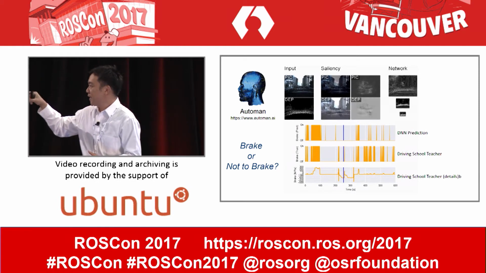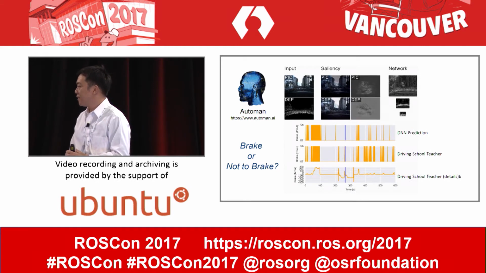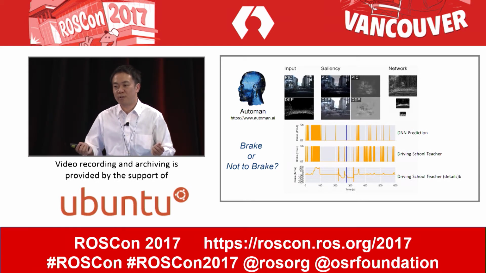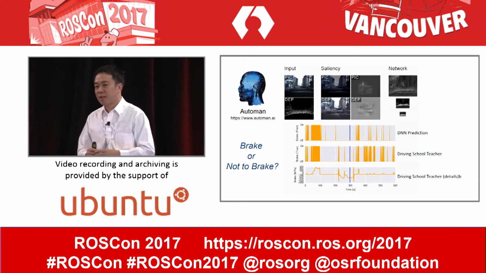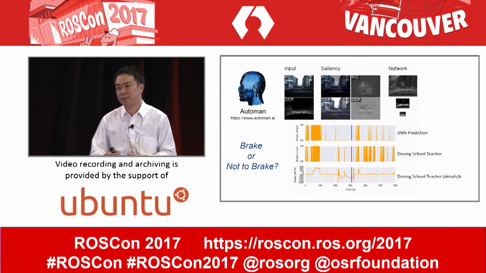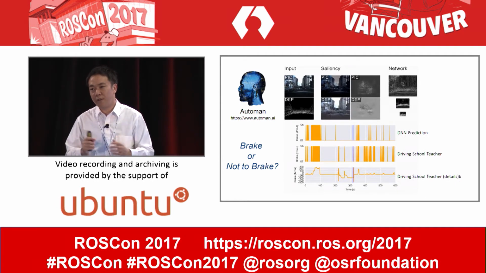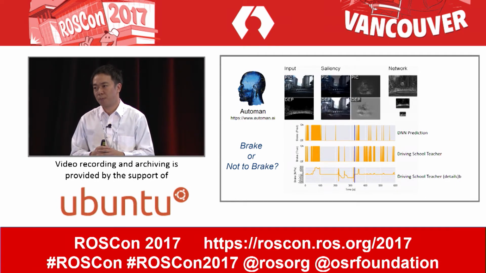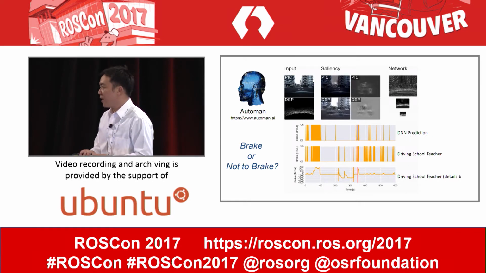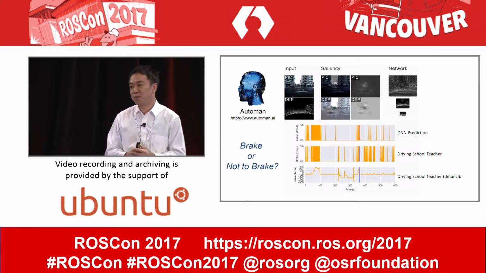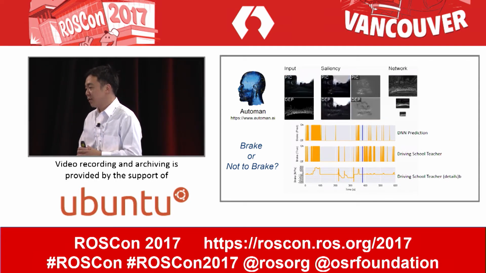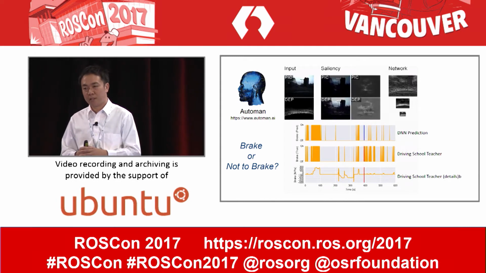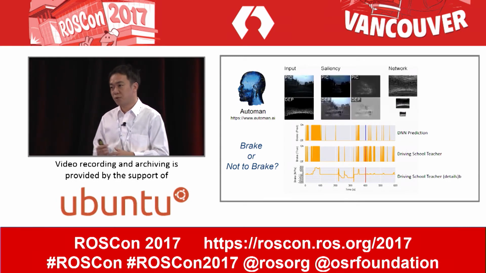The second line is the data from a driving school trainer. As a result, deep learning-based prediction can show pretty similar behavior to driving school trainers. So we think that if we train using a sufficient amount of data, then this prediction will be improved significantly in the future. So we are very interested in this approach now.